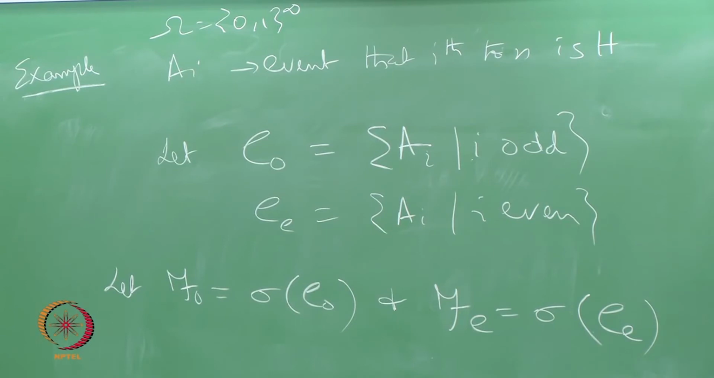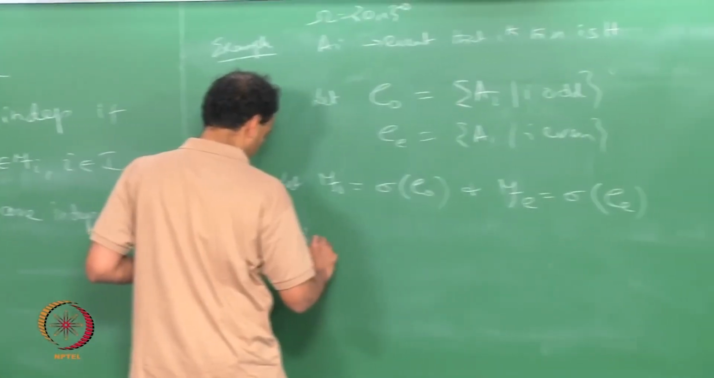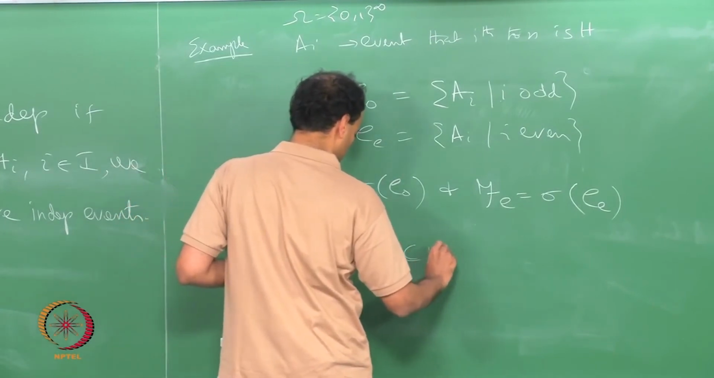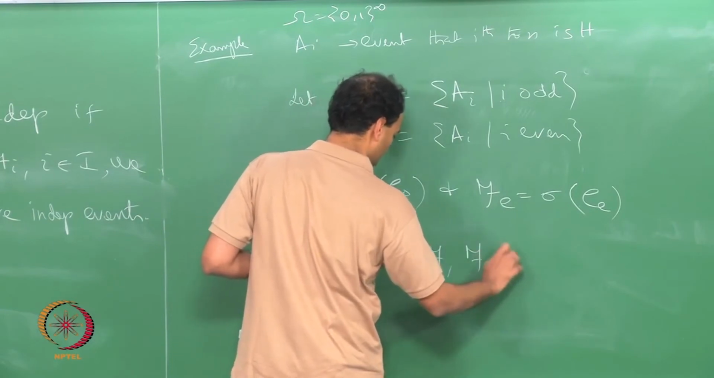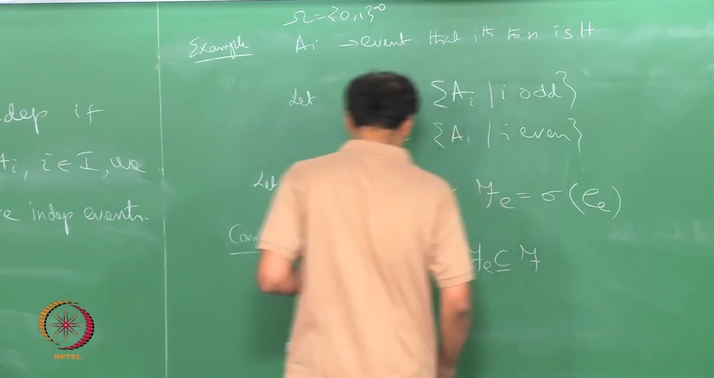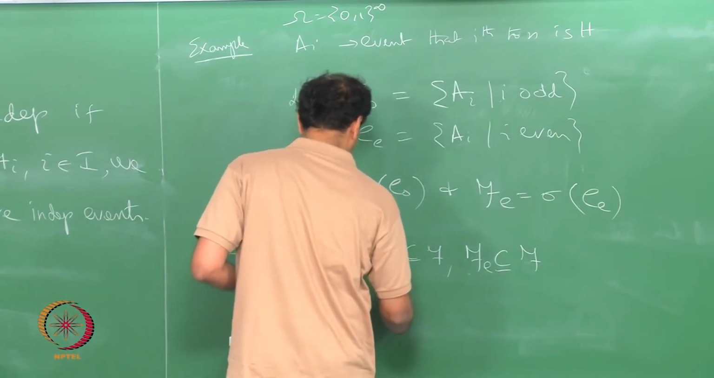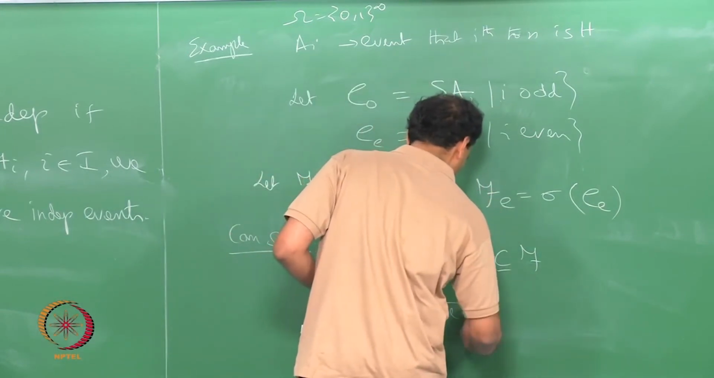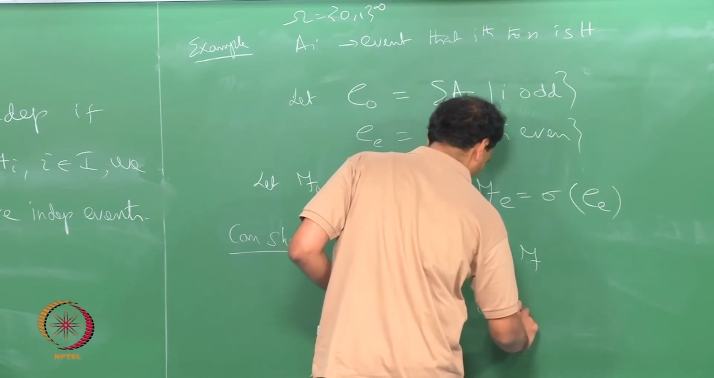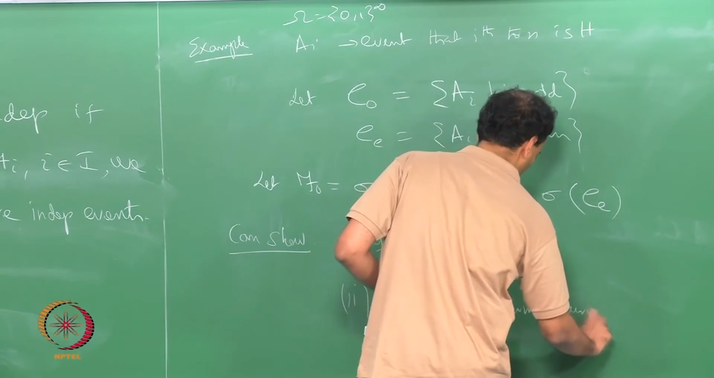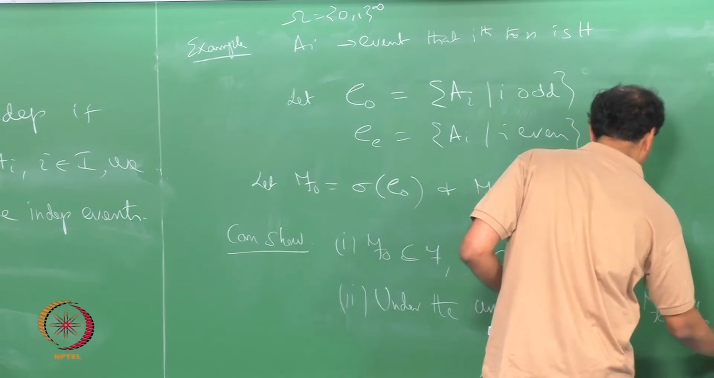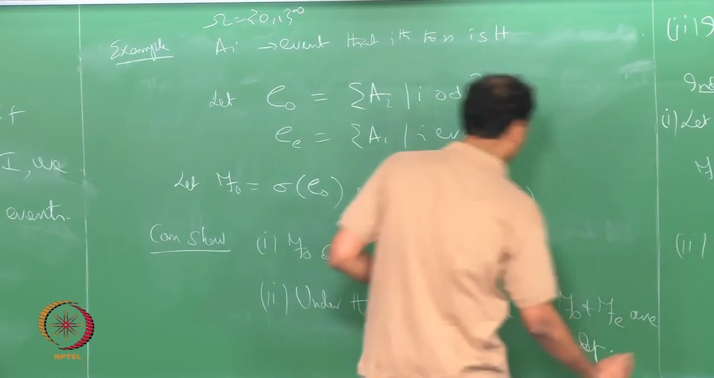So, this is an example to show you can show that F_O and F_E are sub sigma algebras of F, and that under the measure P, F_O and F_E are independent.